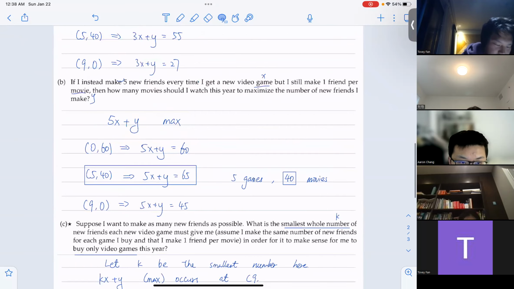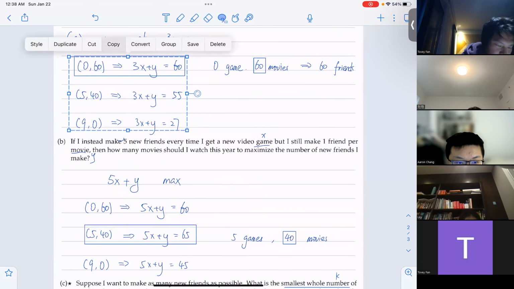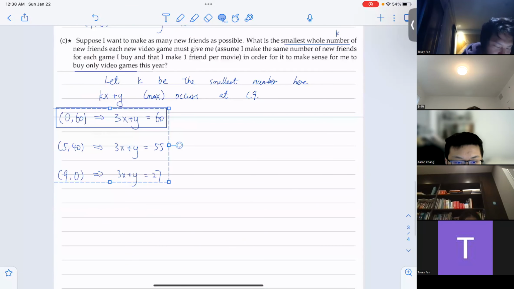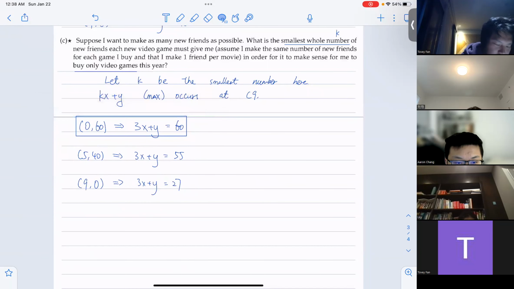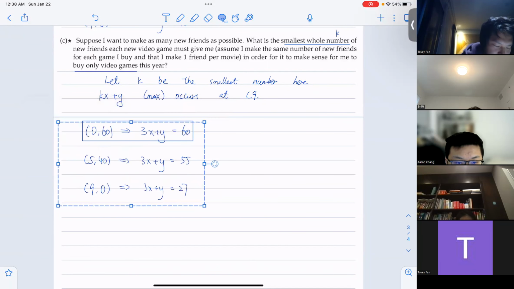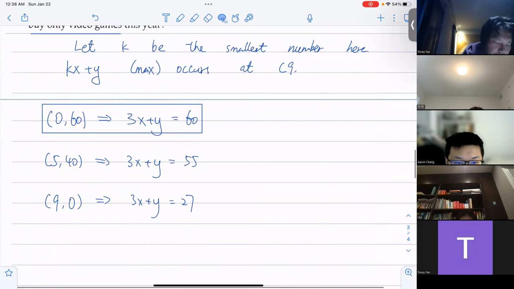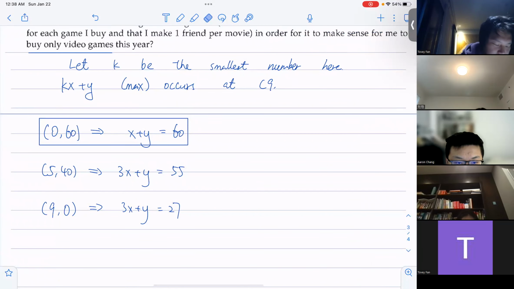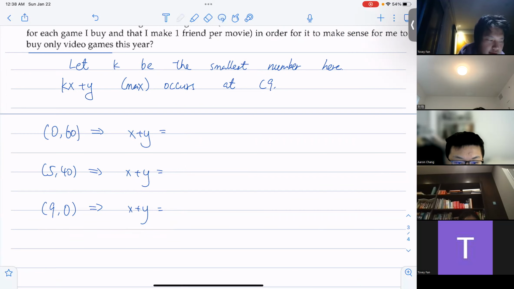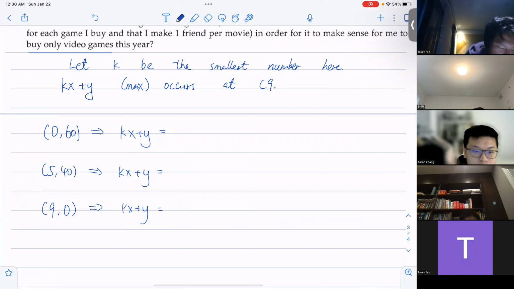I'm going to copy this down right here. So instead of 3x plus y, we're just going to use kx plus y. That means the result will contain some k, but that's okay. And because we know that the last one should be the solution here, we can do some inequalities. So kx plus y, kx plus y, kx plus y.